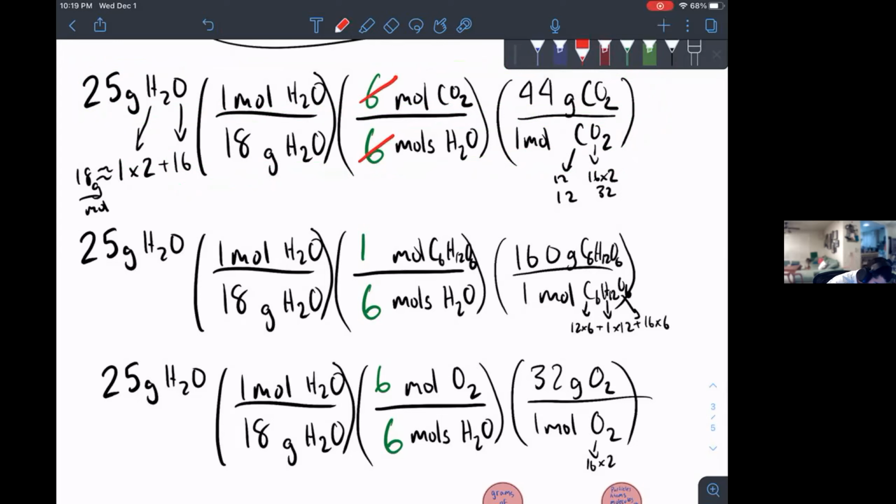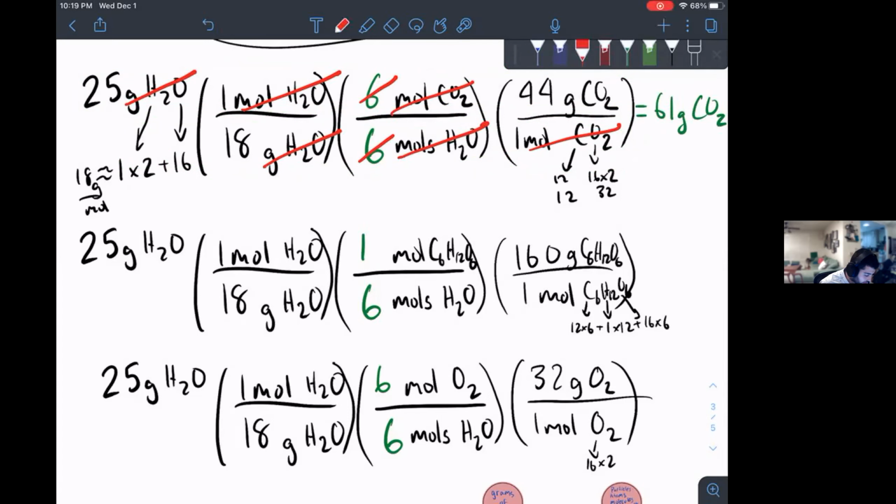You also may want to cancel out your units. Grams of water cancels with grams of water. Moles of water cancels with moles of water. Moles of carbon dioxide cancels with moles of carbon dioxide. And when we do all of our math, when all is said and done, we get about 61 grams of CO2 is what's going to be used.